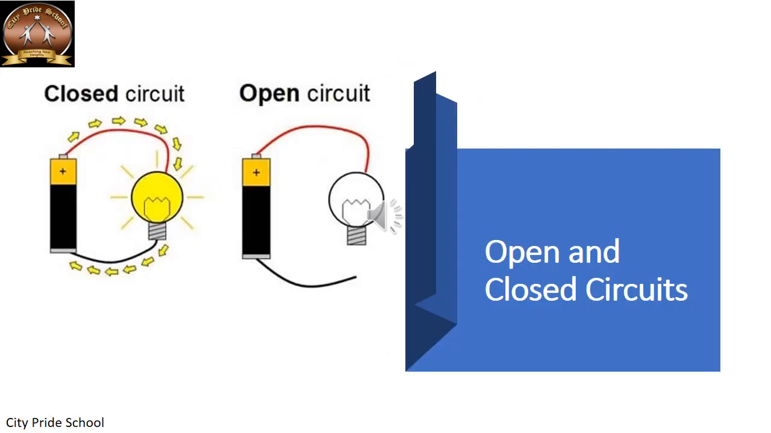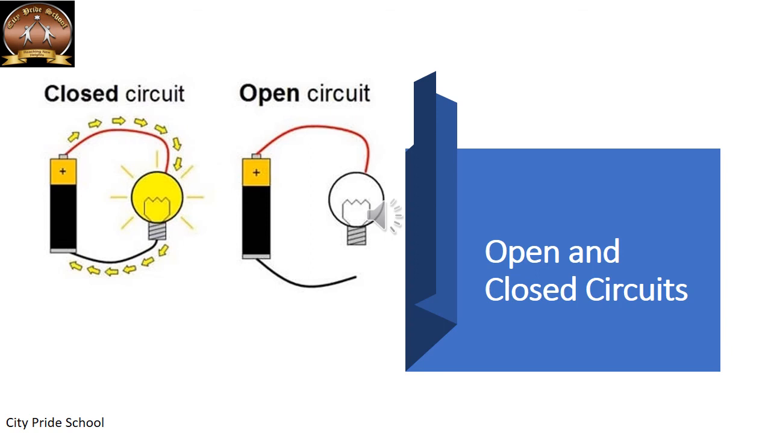Now we see what a closed and an open circuit are. In this case you see that all the different components of the circuit are connected. Through the wires, the cell is connected to the bulb, and again the wire moving out of the bulb is connected to the cell. So it completes the circuit. It's a closed circuit. Only in a closed circuit do you have current flowing and the bulb glowing.